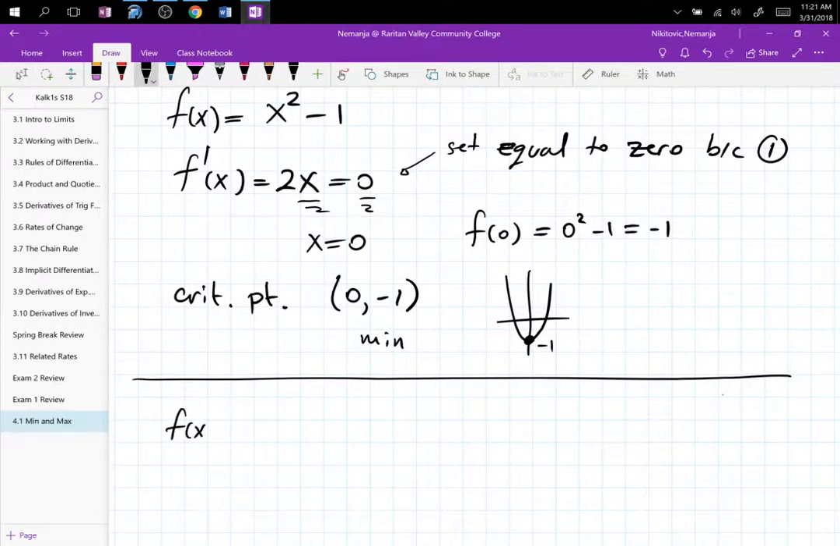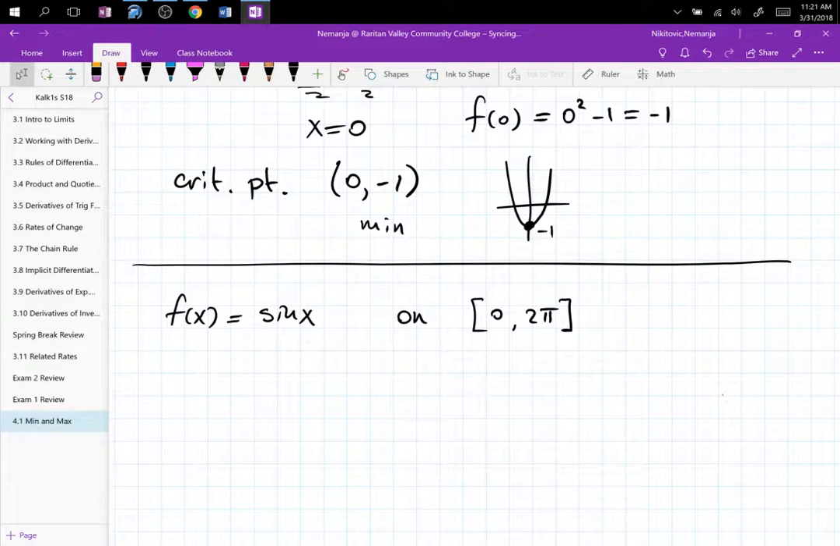How about basic sine x? So we have sine x, and let's limit that to 0 to 2 pi. I'm going to restrict the domain because we know the domain for sine is infinite, and we are going to get infinitely many bumps. So let's just restrict it as we are just learning this for the first time. So what is the procedure for my critical point? Well, take the derivative.